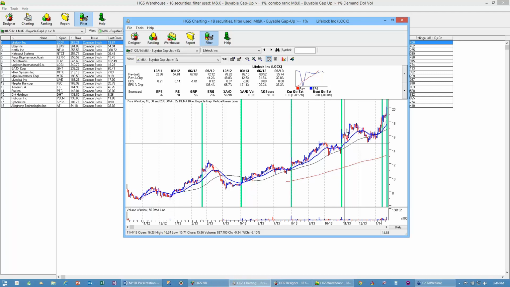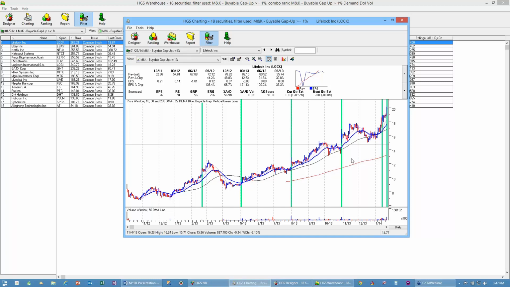I believe that Gill generally holds these unless the gap is challenged. I don't know what his current strategy is, but at one point that's what he was doing. So using that philosophy, this would have been a gap which would still be in effect, and then a couple more buyable gaps.